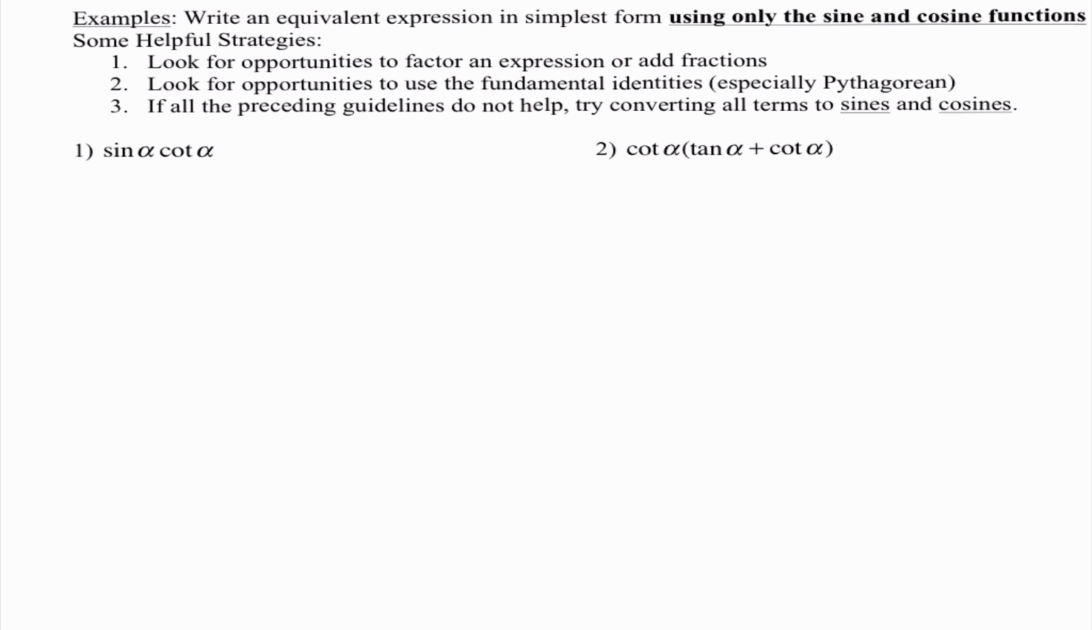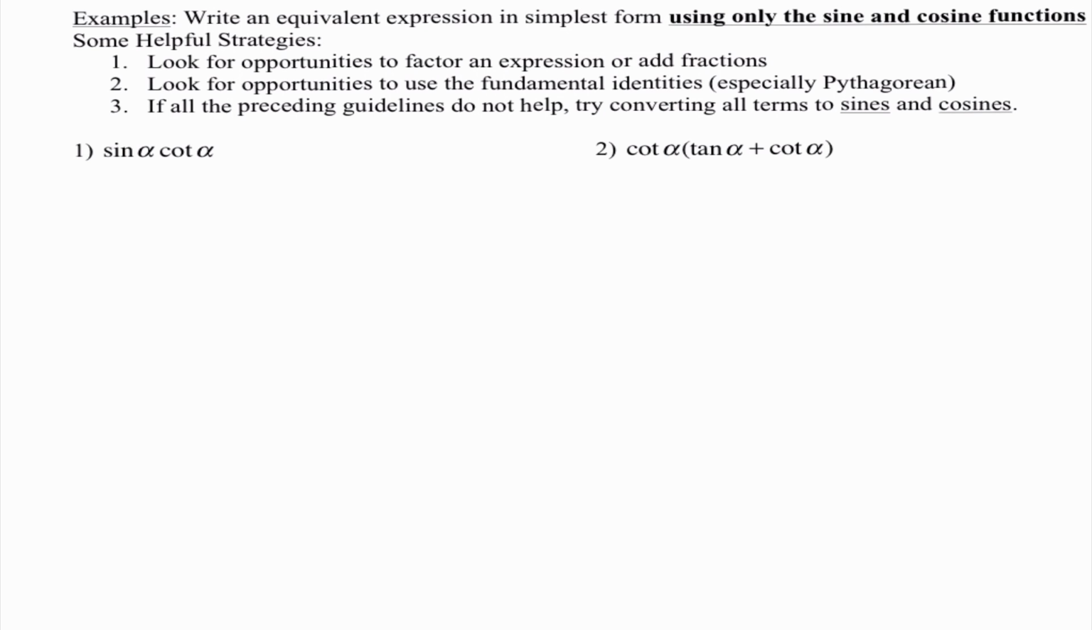What makes these difficult for some people is that there's not a set formula of things to do. So here are some guidelines, some things that I always look for. I always look to see if we can use factoring or get a common denominator to add fractions together. Those are things that sometimes help simplify a problem. Another thing that we look for is to see if we can use any of our fundamental identities, especially the Pythagorean identities. If I see that things are squared, that normally tells me that we might use the Pythagorean identities.